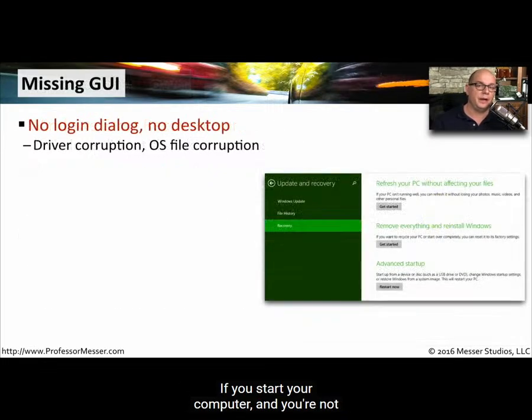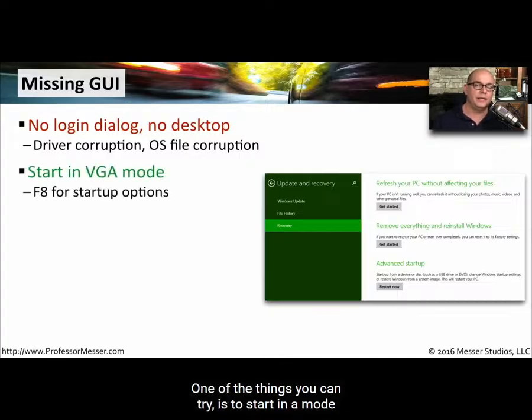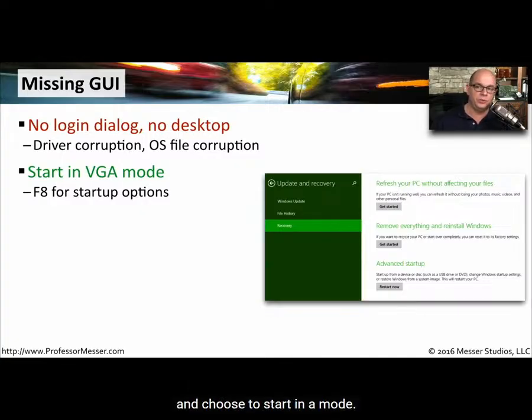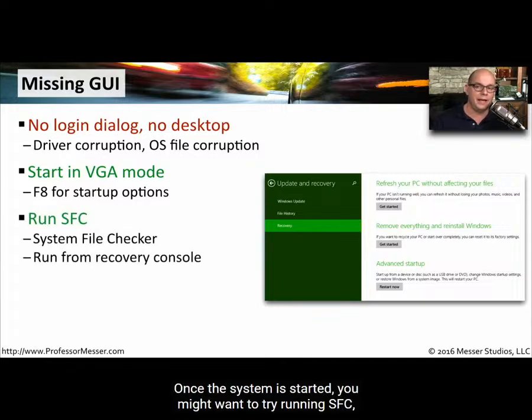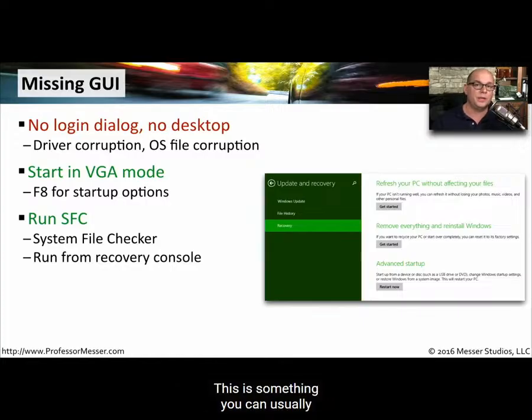If you start your computer and you're not getting any type of graphical user interface, you're not seeing a login dialog box, you might not be getting any screen at all, then you probably have some type of driver corruption or some problem with files that are part of the operating system. One of the things you can try is to start in VGA mode. While Windows is booting, you can press the F8 key and choose to start in VGA mode. Once the system is started, you might want to try running SFC. This is the system file checker that will check all of your operating system files and make sure that they're all working properly. This is something you can usually run from the recovery console at the command prompt.